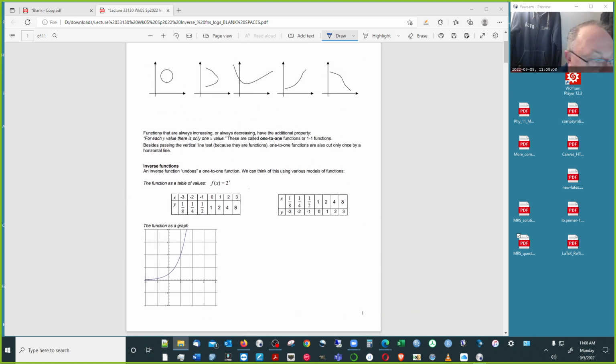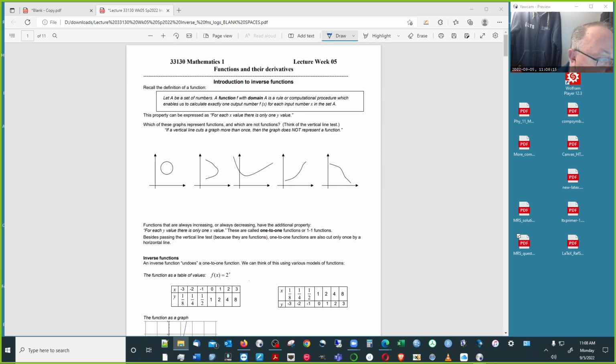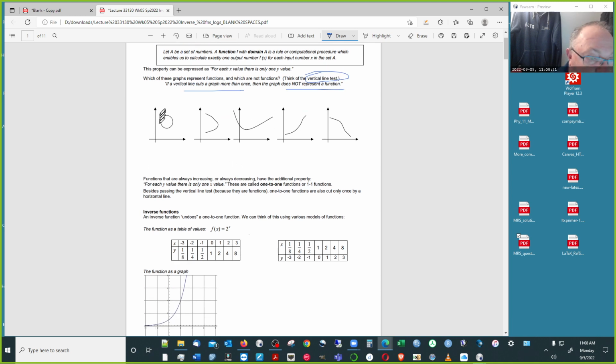Okay, so is the notion of a one-to-one okay with you guys? Yep. Okay, so the notion of a one-to-one works. And there's a couple of hints there about that. If a vertical line cuts a graph more than once, that's the vertical line test. So obviously a circle is not a function of x. Okay, so that's just a nice thing to know.